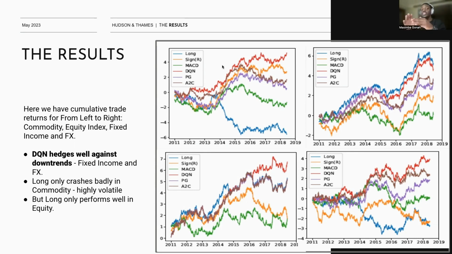DQN actually mitigates some of those instances where there's now a highly volatile market and still continues on an upward trend. And I think this is more so seen in the Forex market, whereby if you look at the other models, particularly the long only and the SINR, these are starting to go on a downward trend from about maybe 2015. DQN still continues on a high path and still tries to maintain positive rewards in that instance.